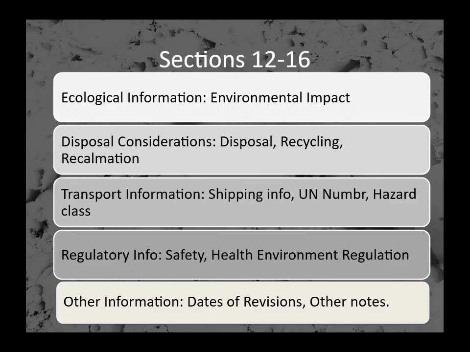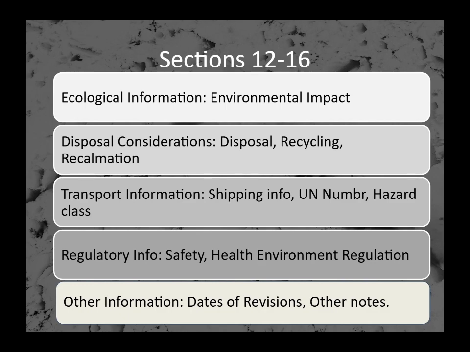Section 14. Transport Information. This section provides classification information for shipping and transporting the chemical by road, rail, sea, or air. It includes the UN number, proper shipping name, transport hazard class, and packing group. This information is primarily for shippers and carriers.